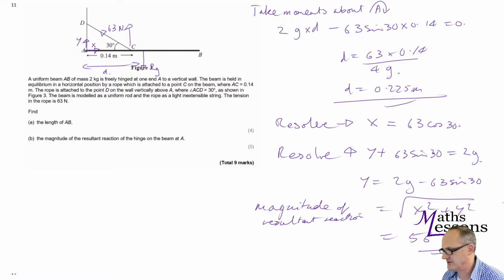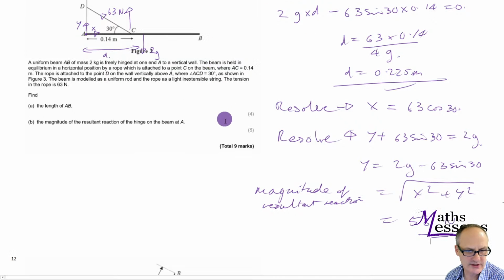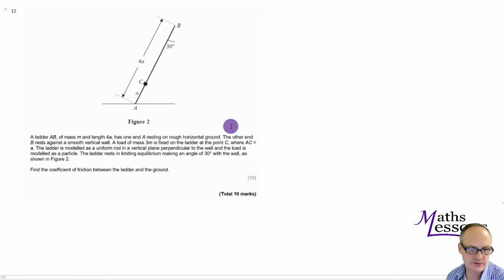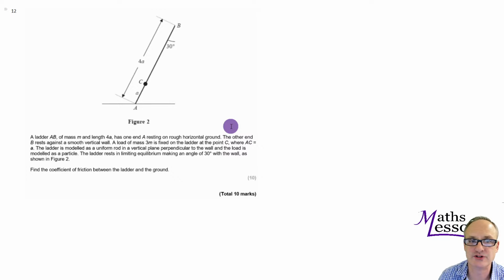Right, how are we doing for time? I think we've got just enough time to get the last question in. So here's our last question, question 12. It's a 10 marker. I'll give you 5 minutes to have a go at that, and then that will finish off our stream for today. So 5 minutes, see how far you can get with this question.